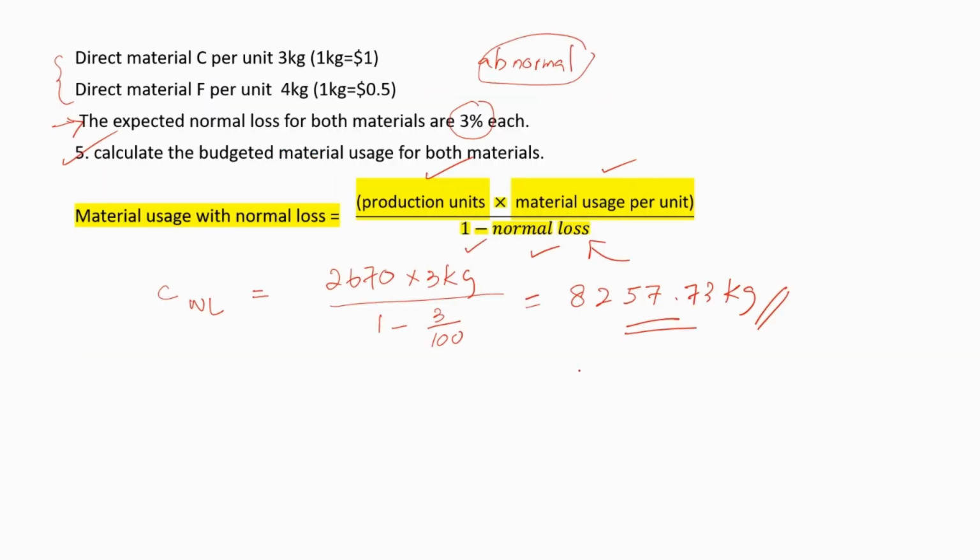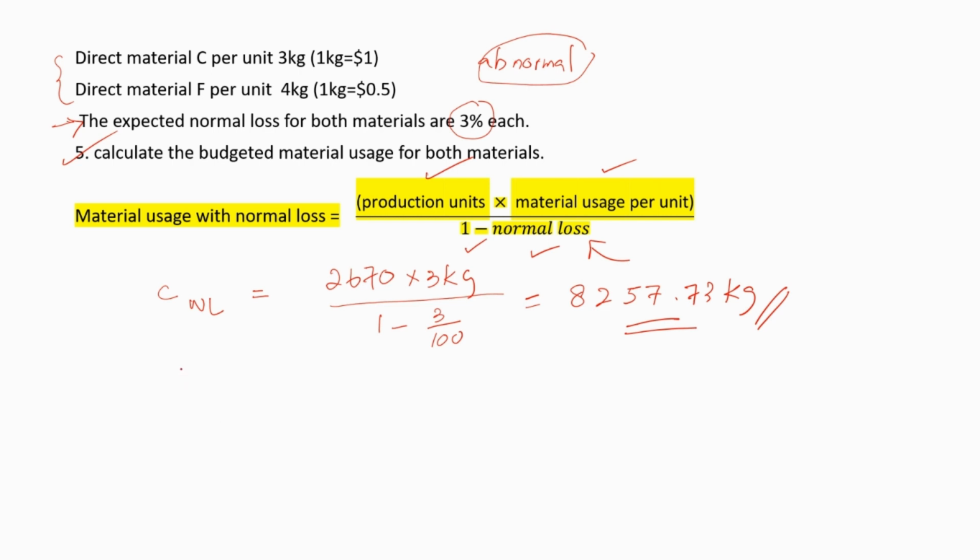Very important thing to notice here, even though there is a normal loss, the company has to produce the number of production units they have budgeted for. In this case, it is 2670 units. So don't think since there is a normal loss, they are going to produce less. No, it is incorrect. They are still going to produce 2670 units, but the material usage will be increased because there will be a normal loss.